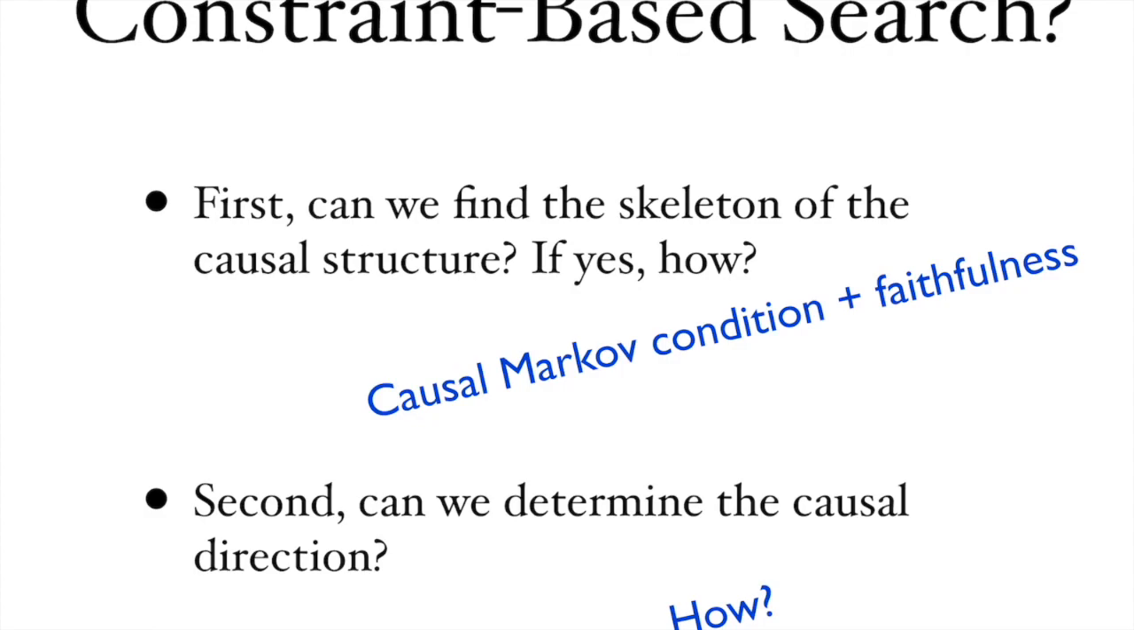How can we solve the problem? First, can we find the skeleton of the causal structure? I think you already have the answer. Why? Because we know if two variables are not adjacent, then there will be conditioning variables. Yeah, exactly. Thank you. So clearly you can find a set of random variables conditioned on which they are independent. That's very good. Because we make use of two assumptions called the Markov condition and the faithfulness assumption.